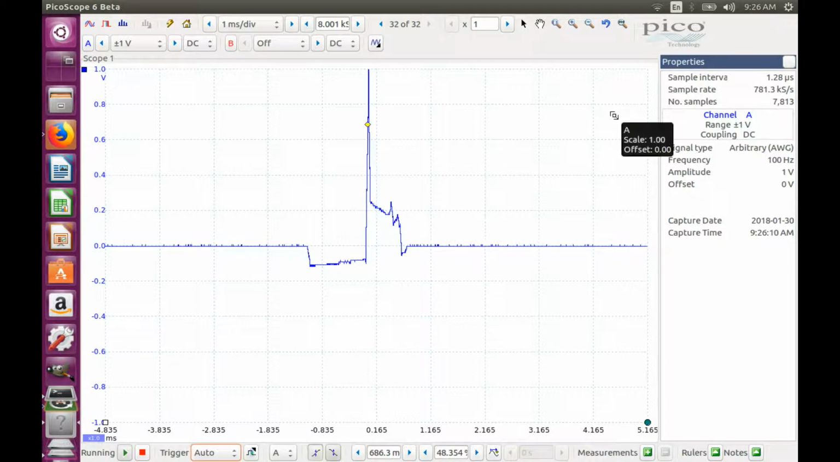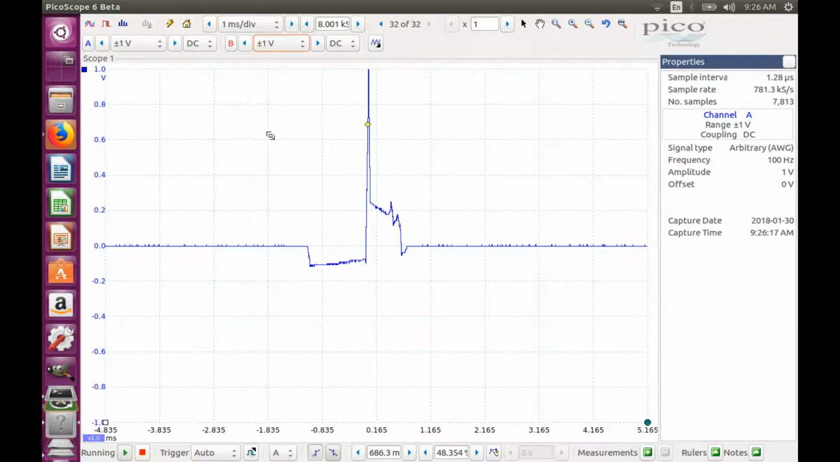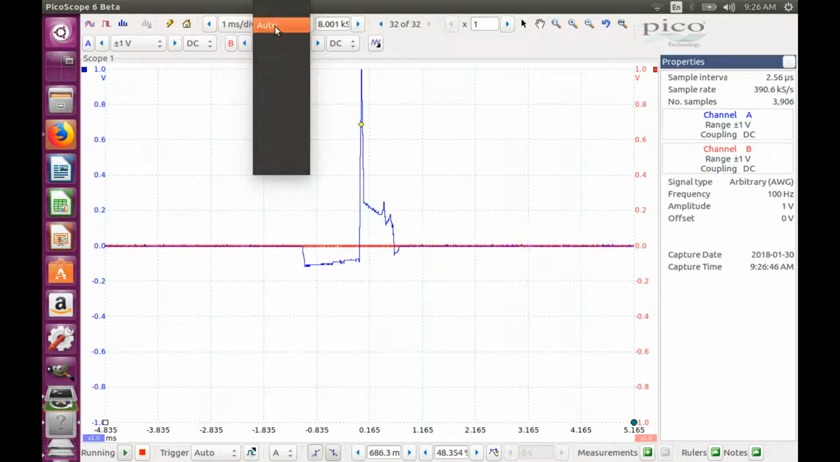Now what happens if we use not just one channel but two channels? So let's enable channel B. Now we have two channels, and we immediately see that our sample rate got cut in half. It's now 390 kilosamples per second, and each channel is collecting about 4,000 samples. So if we activate another channel, we lose precision. So one lesson from that is not to activate another channel if you don't have to.